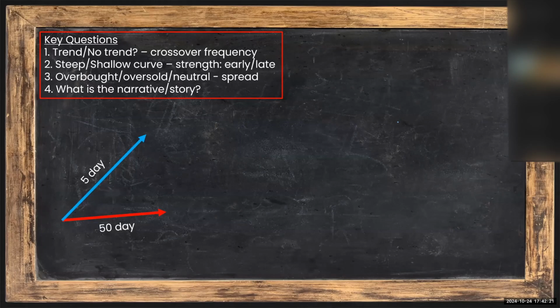Okay. Now, let's just revisit it. A number of questions you want to ask yourself. Number one, is there a trend or not? Is it moving in one direction or is it moving sideways? That's the first thing. Okay. If there's a lot of crossover between the two, you've got no trend. You've just got a very, very noisy market that's oscillating around unchanged.